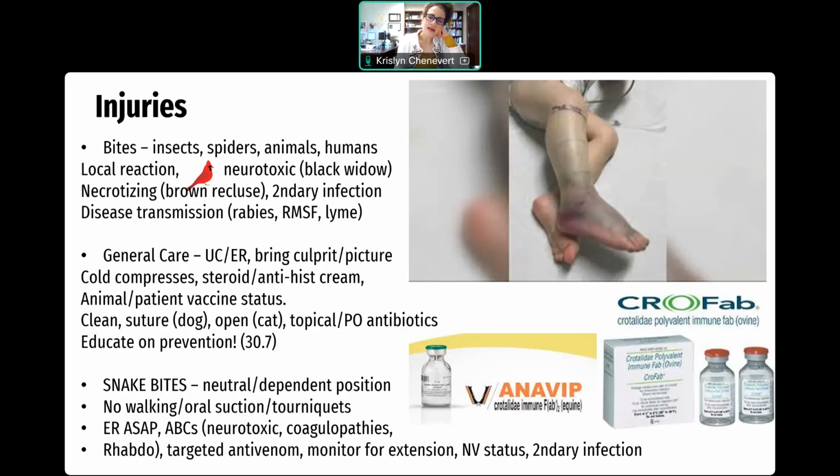So as long as airway, breathing, and circulation are stable, we're going to move on to administering targeted antivenom, and that's going to be your Anavip or your CroFab. And so that helps neutralize the venom within the patient's body system. Secondary infection is very common, so this patient's going to require antibiotics. Just like with cellulitis, we want to monitor for extension here.